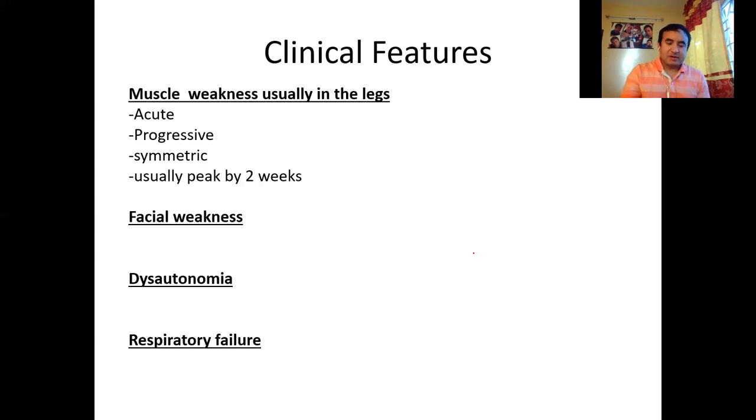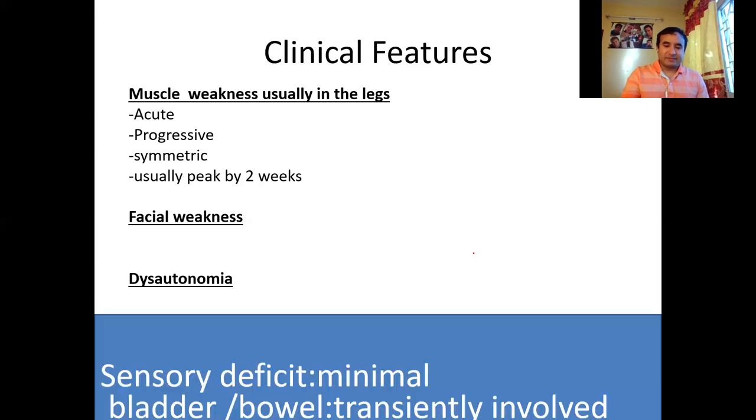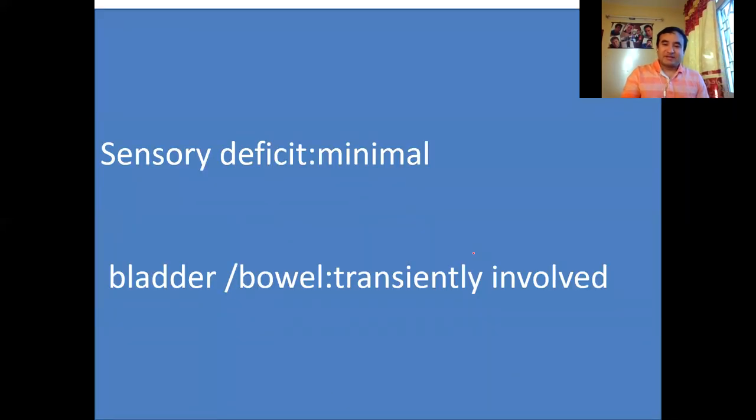And some patients can have respiratory failure because of diaphragmatic palsy and respiratory muscle paralysis, and it's the most common cause of death in a patient with GBS. So I should always be vigilant regarding respiratory failure. But the interesting thing is that though they can complain of sensory symptoms in the initial days, the sensory deficits are minimal, and on examination sensory deficits are minimal, since there is pure motor weakness.